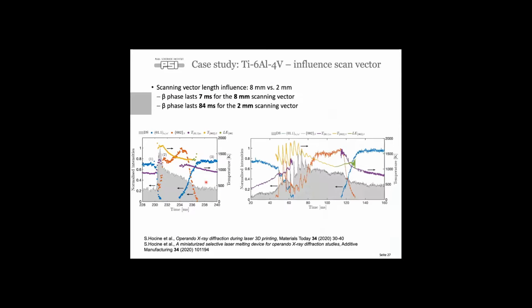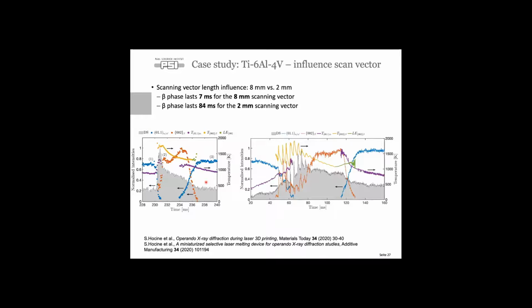So what can we learn now from this? Well, what we have shown with these experiments is that if we change the scan vector length from 8 mm to 2 mm, our beta events have a very different lifetime. In the 8 mm case, they typically last for about 7 milliseconds or less, whereas for the 2 mm scan vector length, we have beta phase during 84 milliseconds. And so you can, of course, imagine that this will have a big influence on our final microstructure.